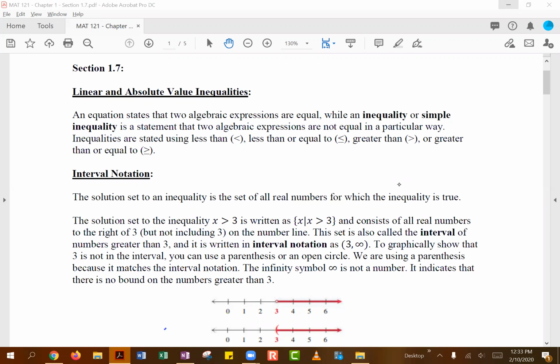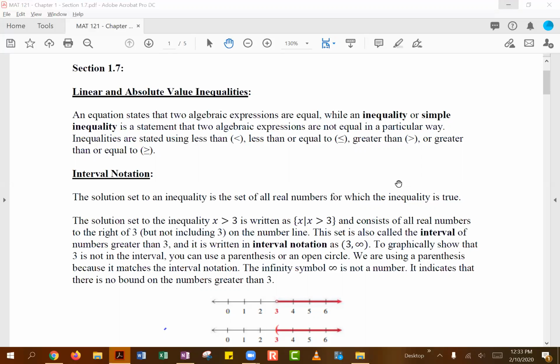Inequalities, for the most part, are like equations, but instead of the equal to sign, as you can see here, you're going to have the less than or equal to, greater than or equal to signs. A lot of the simplifying of an inequality is going to be the same, with the exception that if you divide or multiply by a negative number, you need to change the direction of your inequality.